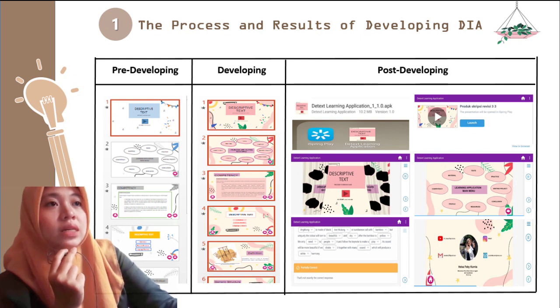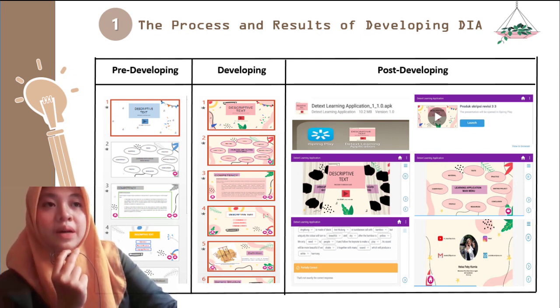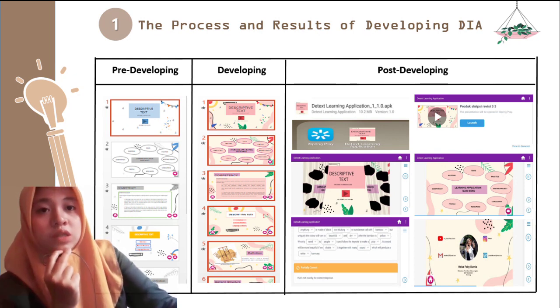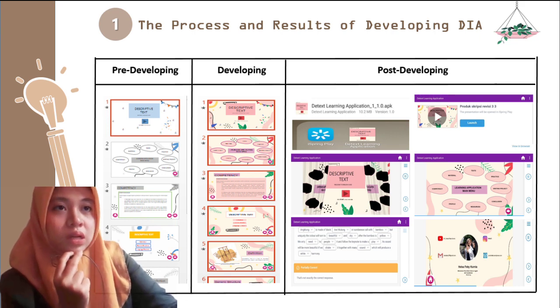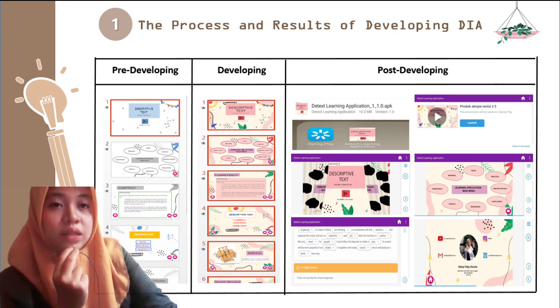The first one is the process and result of developing DIA. To answer research question number 1, the researcher has 3 steps in knowing the process and result. They're pre-developing, developing, and post-developing. So here are the results of pre-developing, developing, and post-developing. And it's post-developing after converting into the form of an application. And here I'd like to show the result of developing DIA. Here it is.